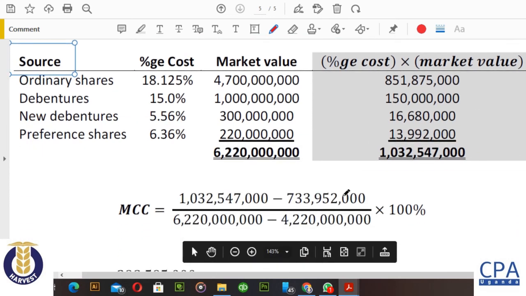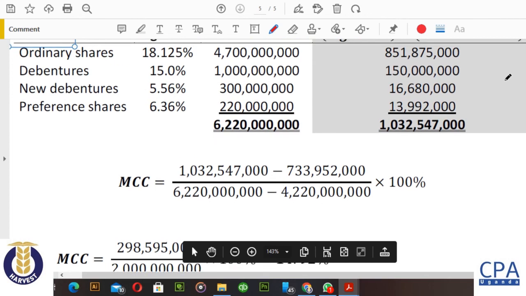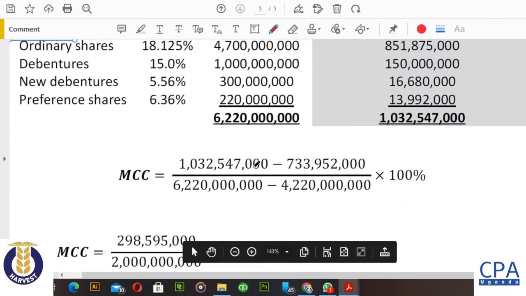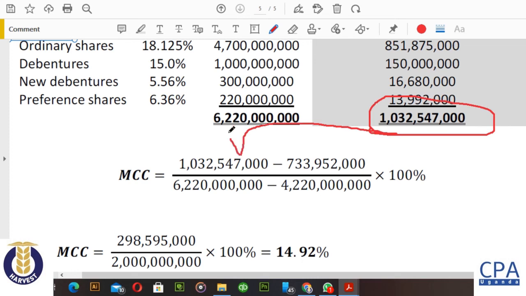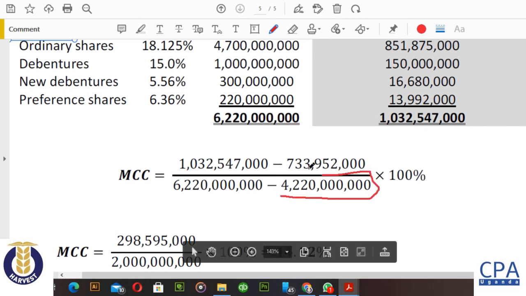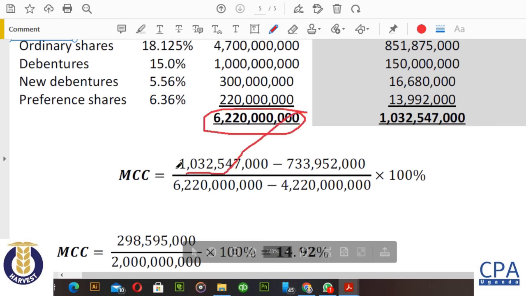So at the end of the day, we compute our marginal cost of capital by summing up this and then subtracting the figure we initially had when we were calculating the weighted average cost of capital from the new figure. This is the figure that we have here. Then in the denominator, we subtract 4.2 billion, which we had when we were computing the weighted average cost of capital, from this 6.2 billion that we calculated when we acquired more funds.